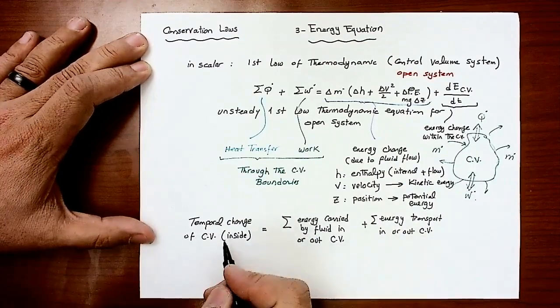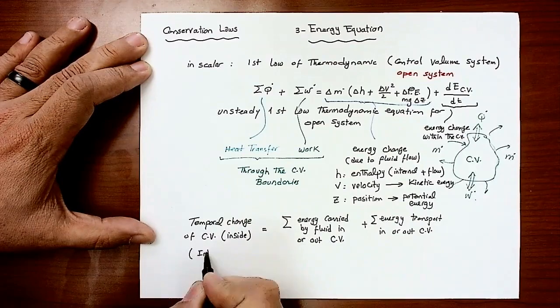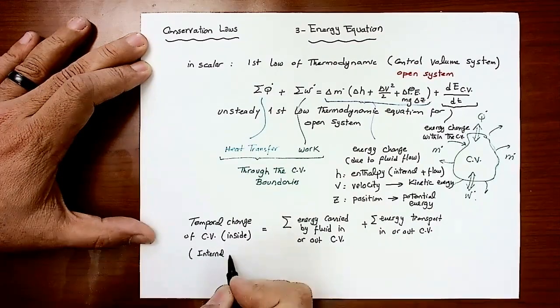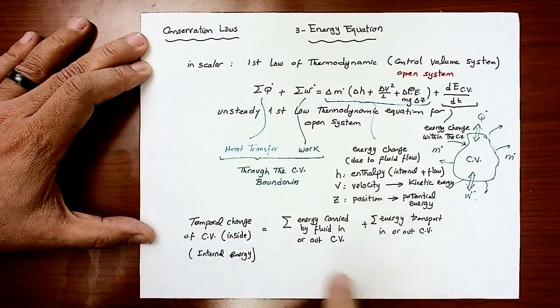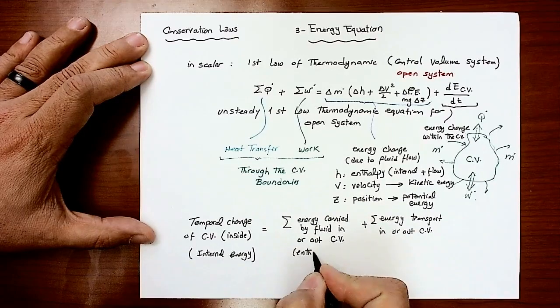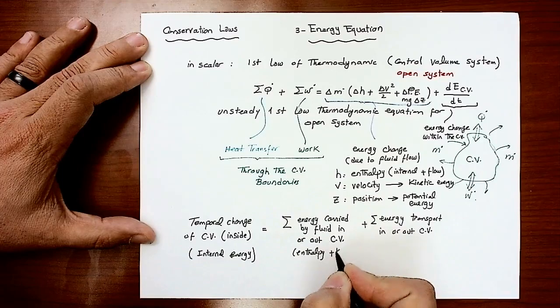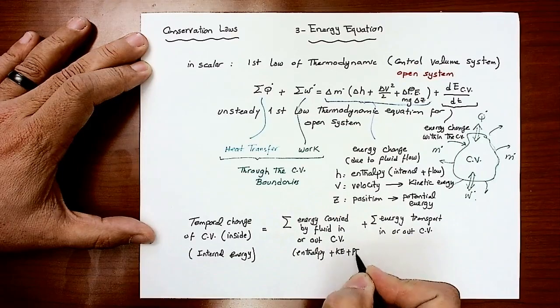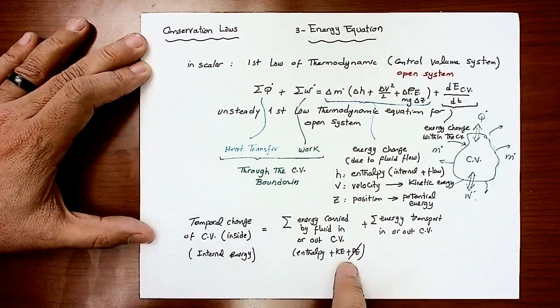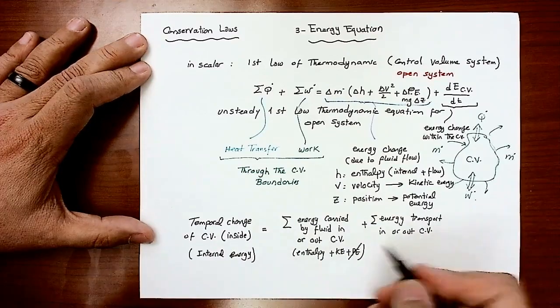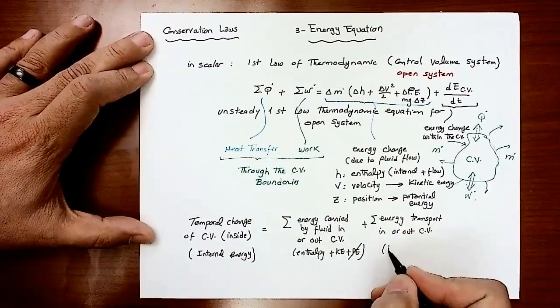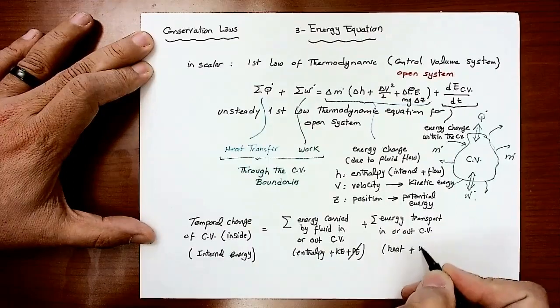So that the temporal change, as I said, will be the internal energy, and it's mainly the internal energy that's going to change inside the control volume. Energy carried by the fluid is going to be the enthalpy, kinetic energy, and potential energy if it actually exists. But since I'm talking about the flow of the fluid, maybe potential energy is not going to be considered that much. And the energy transport in or out of the control volume, I mean here by the heat, plus work.